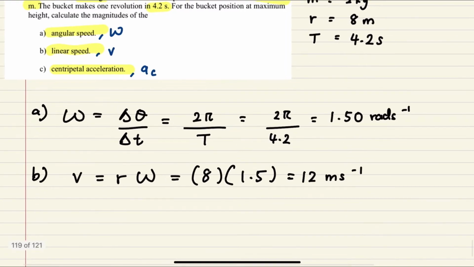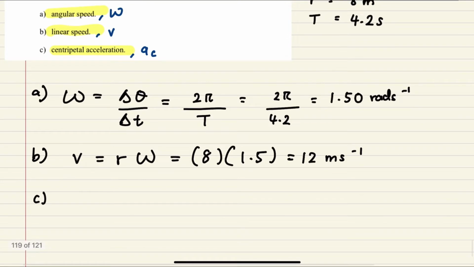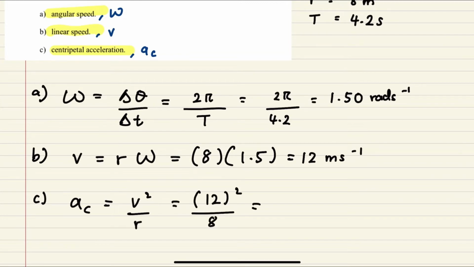Okay. Now for C, they want you to find centripetal acceleration. This one comes from the previous formula: a_c equals V squared over R. So you are just left with 12 squared divided by 8, so it will be 144 divided by 8. That one is 18. The unit for centripetal acceleration is basically the unit for linear acceleration, which is meter per second squared. So be careful, because omega, angular velocity, has unit radian per second, linear is meter per second, and linear acceleration is meter per second squared.